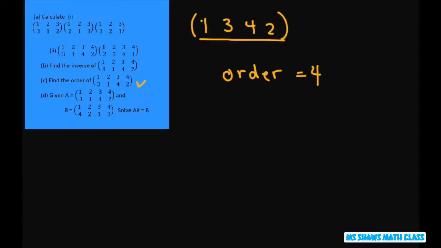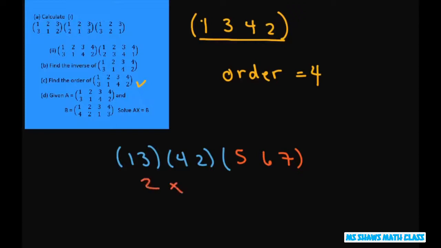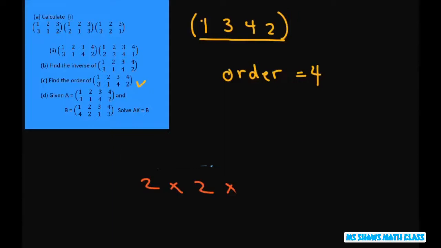If you had something like this, that would also be order 2. If you had something like this, I'm trying to do different numbers here, so let's say 5, 6, 7. If you had something like that, it would be 2 times 2 times 3, so the order would be 12. So that's how you do the order. In this case, we only have 4, so the order is 4.